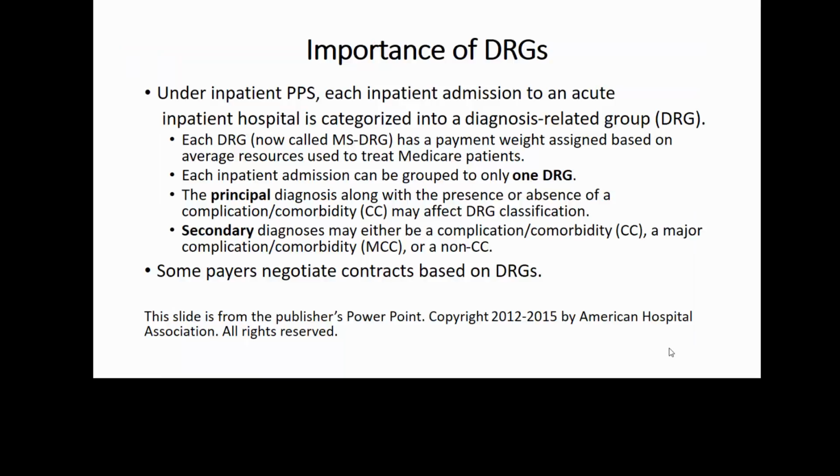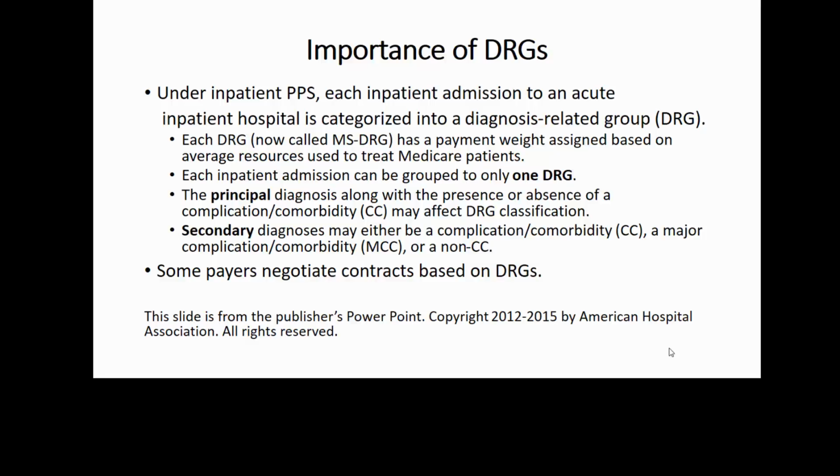Under the inpatient prospective payment system, each inpatient admission is categorized into a diagnosis-related group, or a DRG. DRGs are now called MSDRGs, Medicare Severity DRGs. It's the same definition, just a different name. The payment weight is assigned based on average resources used to treat a Medicare patient. Each inpatient admission is grouped into one DRG. In the outpatient environment, you can have more than one APC per encounter, but for the inpatient, one DRG.